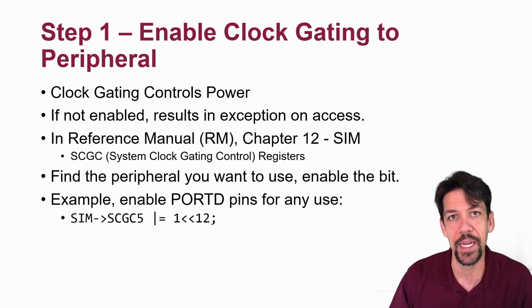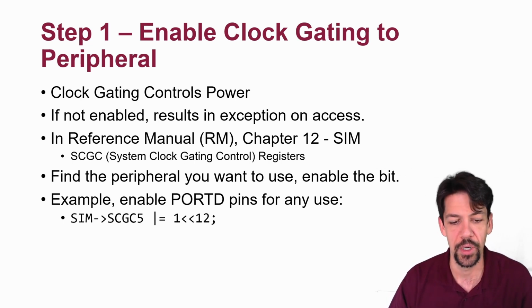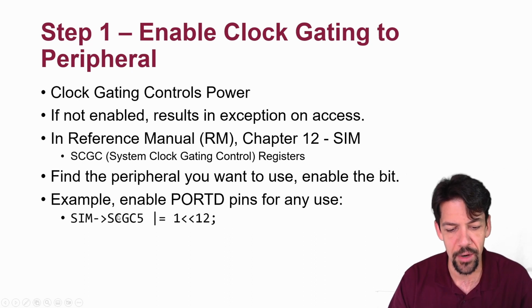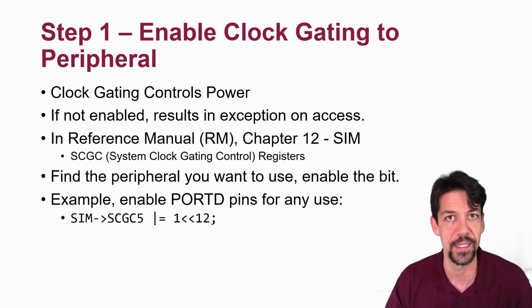For example, to enable port D pins, I have to use the code SIM arrow SCGC5, that's the register we just found, and I'm going to put a 1 in bit 12. And notice I'm using the OR operator, so it preserves anything else in the register that already exists.